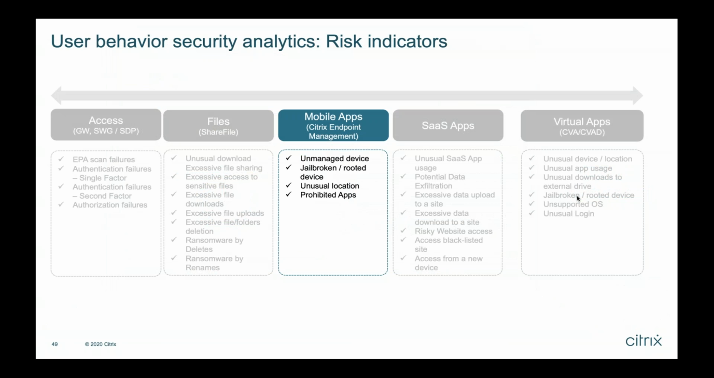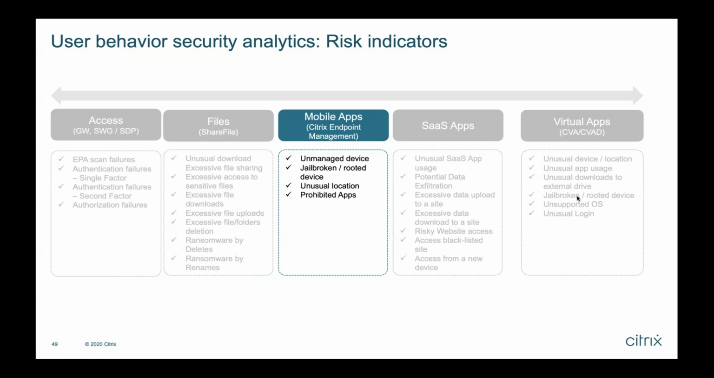One important thing is the user behavior security analytics. This is a tool that is called Citrix Analytics that provides risk indicators. This tool works with many other apps, like, for example, files, SaaS apps, virtual apps, but also with mobile apps from Citrix Endpoint Management. The idea for this is that all those services and apps provide information about the usage, right? And then you can create a risk rate, right, per user or per app.